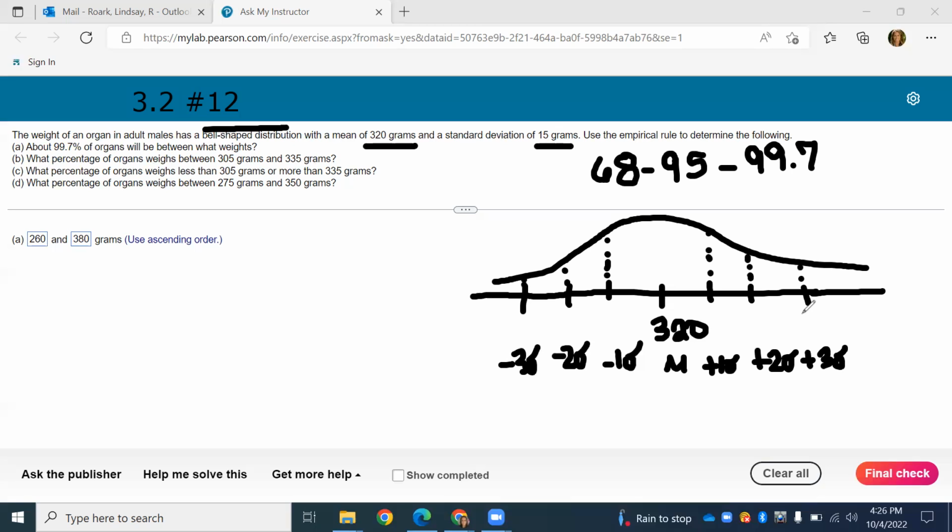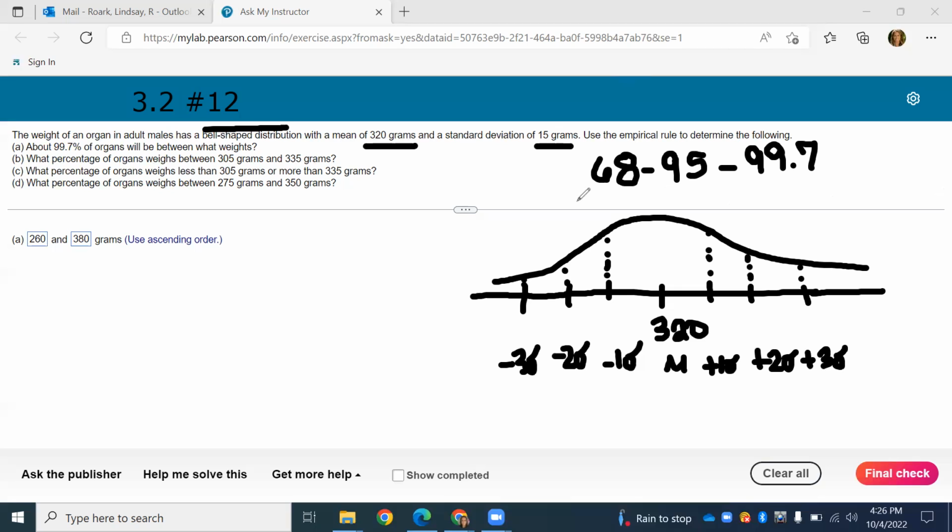Also, it's so helpful to know that 100% of the data is underneath the curve. Makes sense, right? And then this is also symmetric. So there's 50% to the right of the mean, and there's 50% to the left of the mean. Okay, so all of those pieces together help us answer these questions, but I promise you it's very straightforward once you get the hang of it.